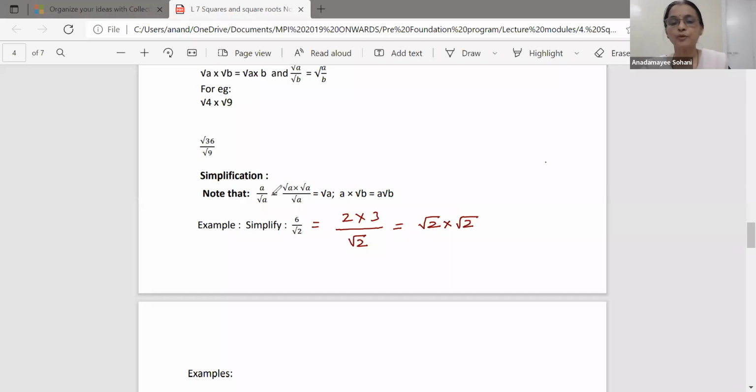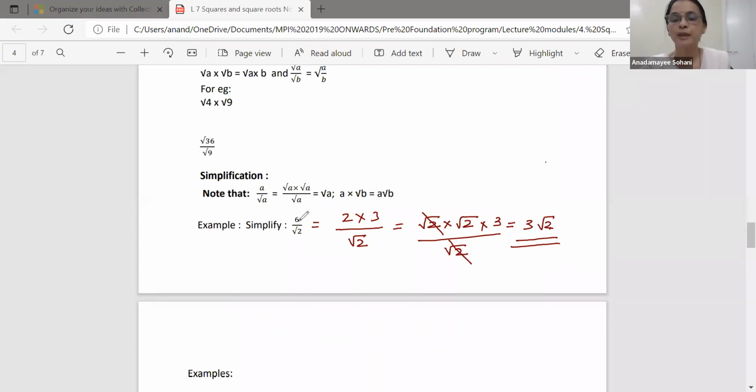Root 2 into root 2 is the number. This is not a perfect square because root 2 does not have a natural number as its value. So this is an irrational number. But still, I can express it as root 2 into root 2 into 3 as it is upon root 2. Since it is all multiplication and division, I can cancel root 2 with root 2 and my answer comes 3 root 2. And I keep it as it is.